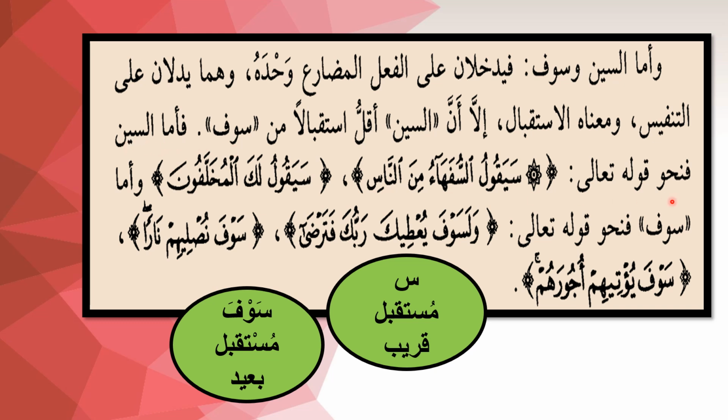فأما السين فنحو قوله تعالى. So let's see the examples of the seen here. سيقول السفهاء من الناس. The foolish will say among the people. The second one, سيقول لك المخلفون, those who opposed the Prophet sallallahu alayhi wasallam. So they will say, سيقول لك المخلفون.